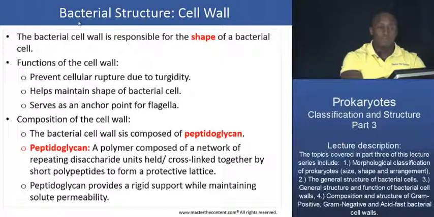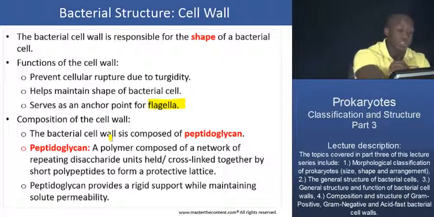And one additional function that is also important is it's an anchor point. It serves as an anchor point for the attachment of motility structures like flagella or cilia. So those motility structures that the bacterial cell uses to get around actually attach to it in the cell wall. And I'll go over that as well in the coming slides.